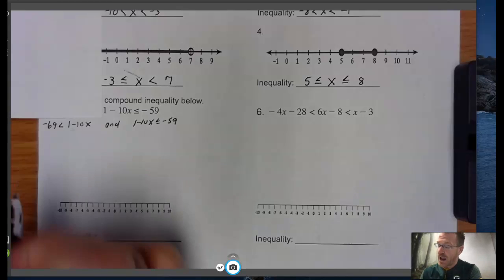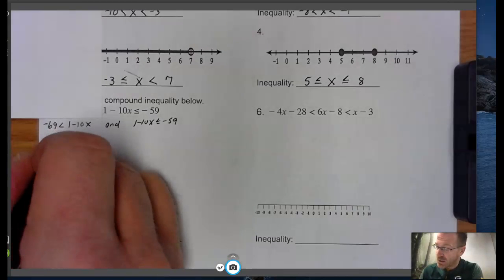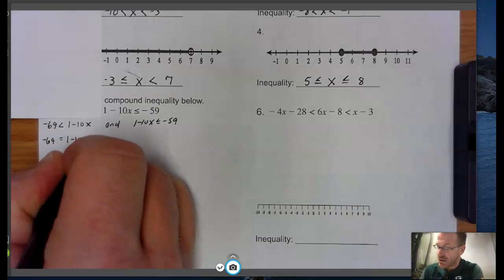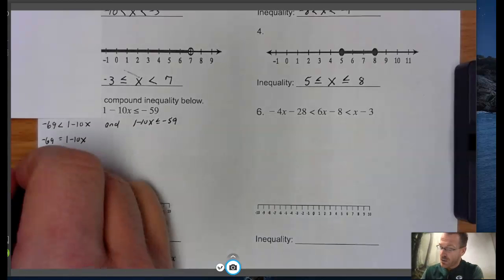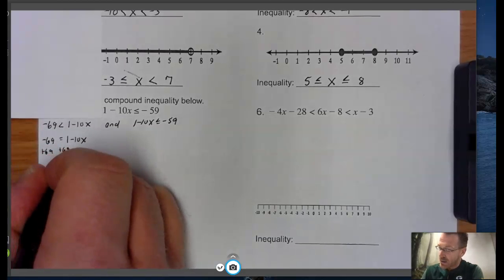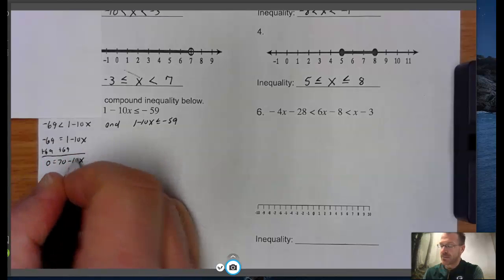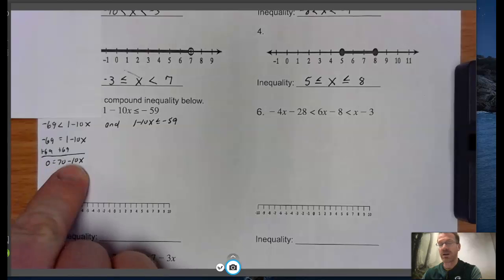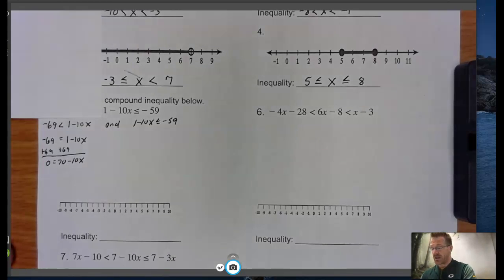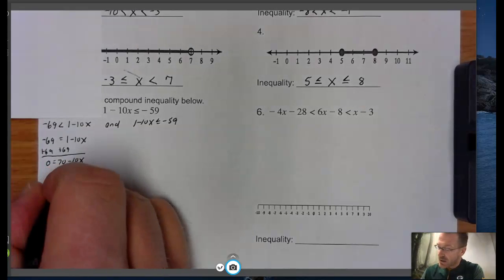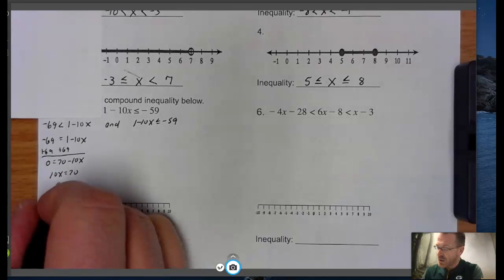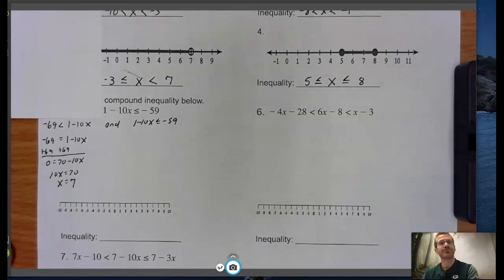So I want to solve for my anchor first, so I'm going to make this an equation. So -69 equals 1 minus 10x. I'm going to get it equal to 0, so I'm going to add 69 to both sides here. So 0 equals 70 minus 10x. So 70 minus what is 0? 70 minus 70 is 0. So that means 10x has to equal 70, which means x has to equal 7. So there's our first anchor.